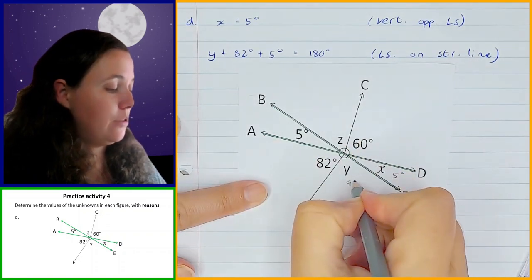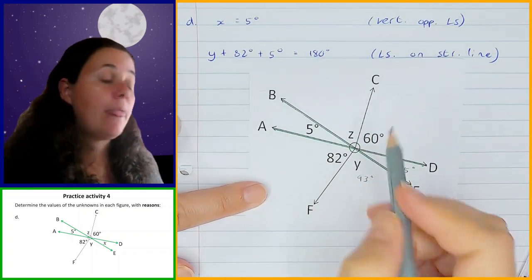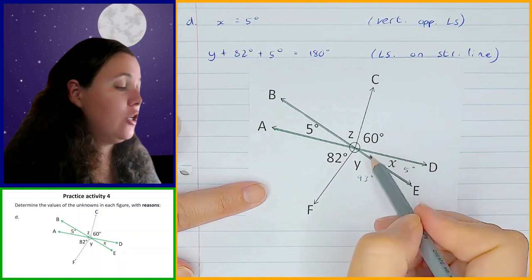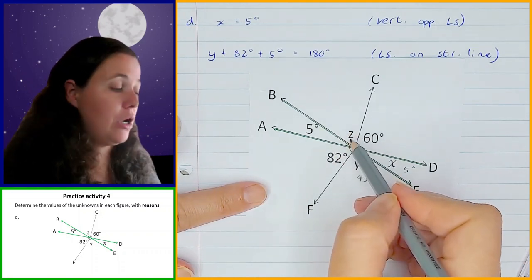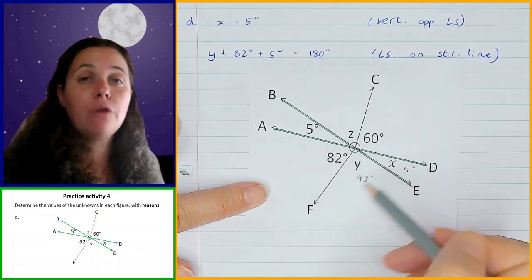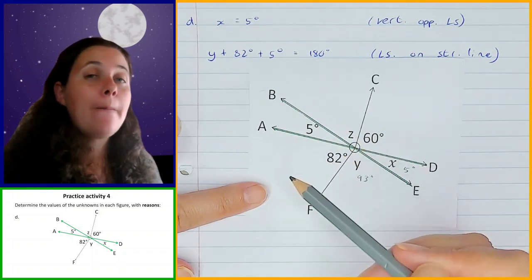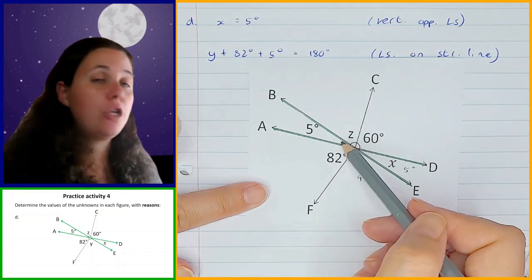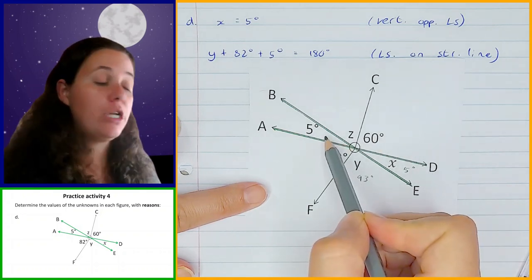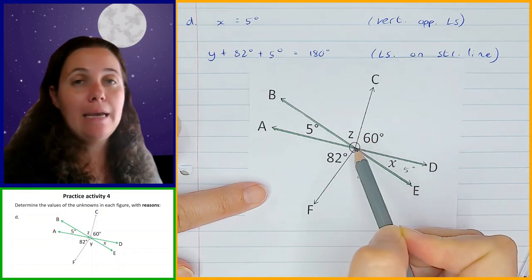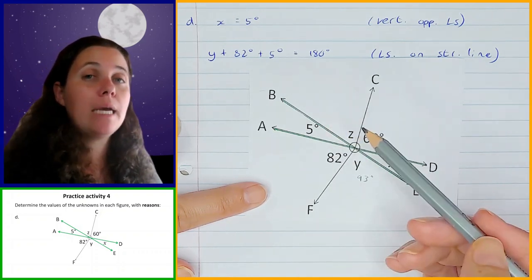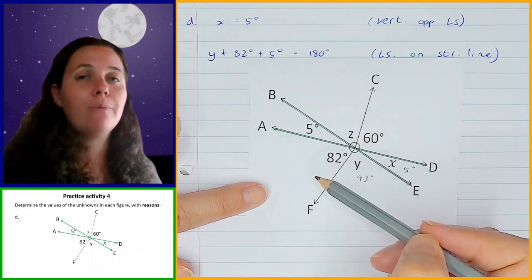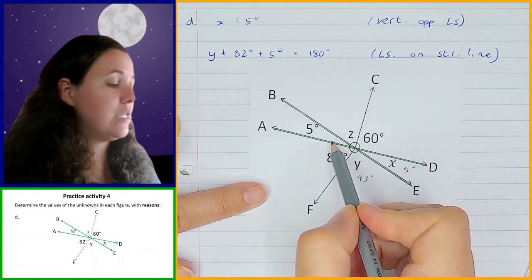That is 93 degrees. Now, what I could do now that I know all of the angles except for z around this point is use angles around a point adding up to 360. But that's going to be longer than using a straight line, because then I only have to add up three angles and they have to add up to 180. So it wouldn't matter, I could still use the angles around a point, it's just not the most time efficient way to do it. So I'm going to use the angles on a straight line.